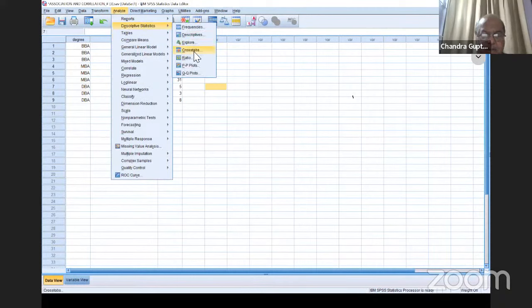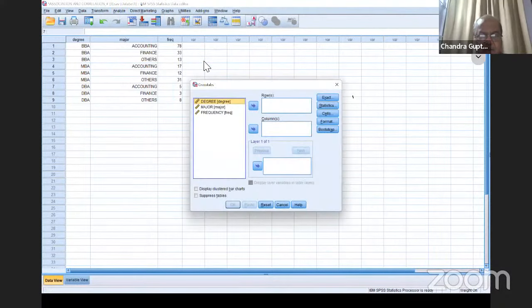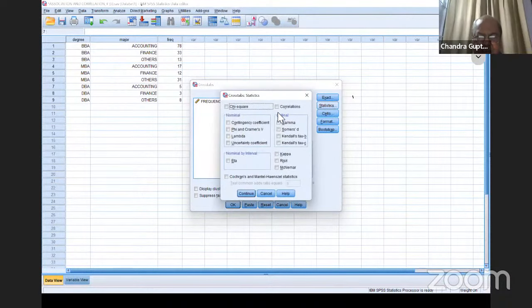Descriptive statistics, cross tabulation. Degrees I'm taking in rows, measure in columns. Degree is nominal data, and measure is also nominal data. So I have to select a test which is contingency, which is Phi Cramer's V. Simply say continue.